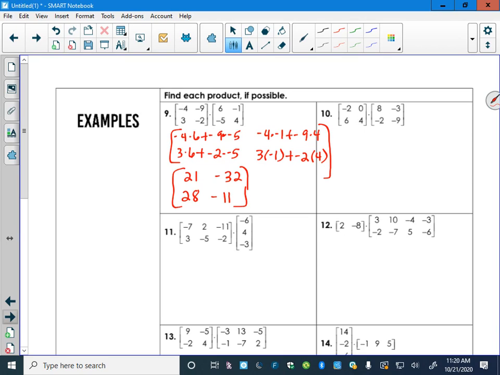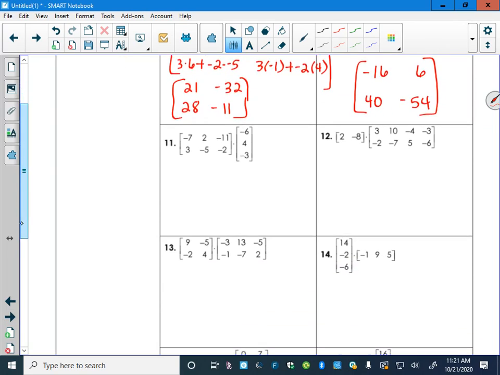All right, number 10 is a 2 by 2, 2 by 2. We can multiply. The resulting answer is -16, 6, 40, -54. All right, let's go to 11. It's a little different, so I'll work that one out.